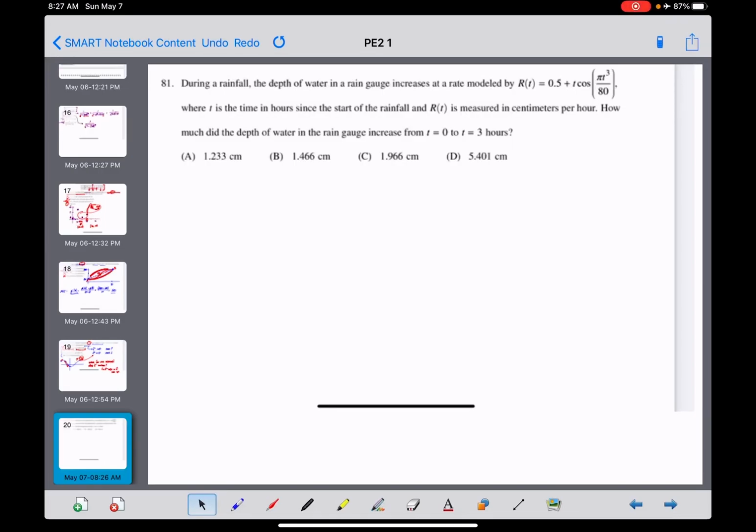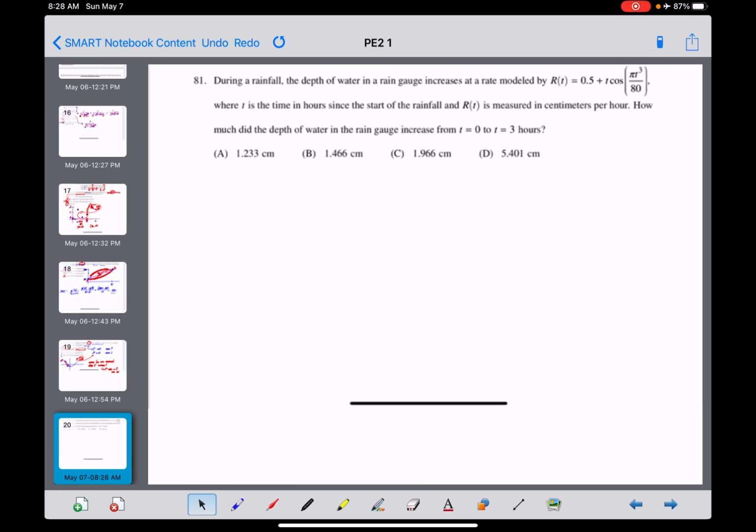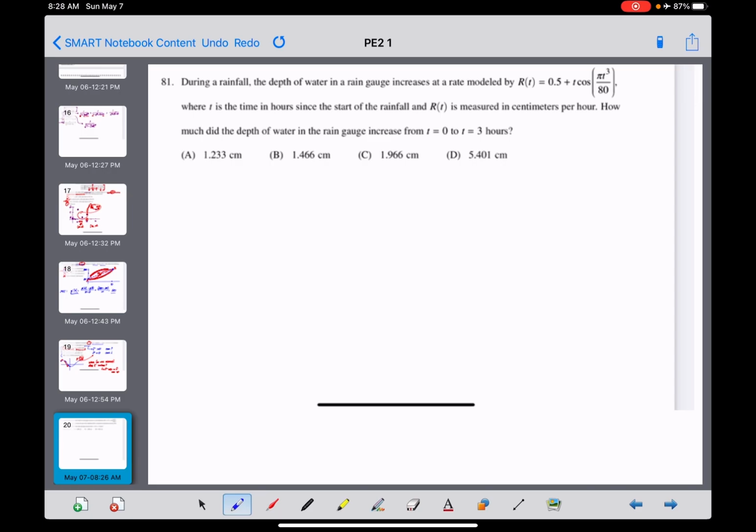In number 81 here, they've given you a function that tells you the depth of water in a rain gauge is increasing at a rate given by this function right here. The important thing here, guys, is that this is a rate function, most similar to a velocity. And you'll notice the units: that R of t function is being measured in centimeters per hour.